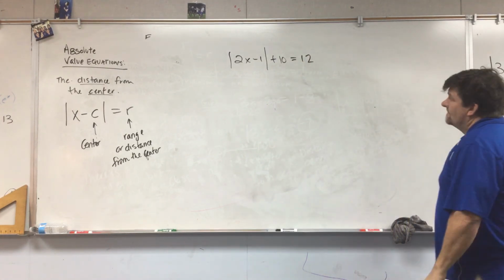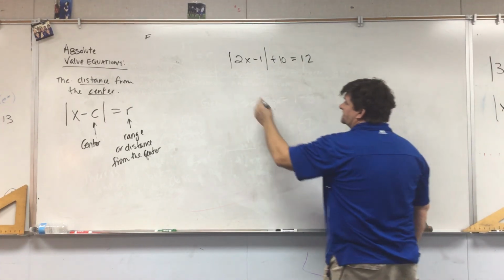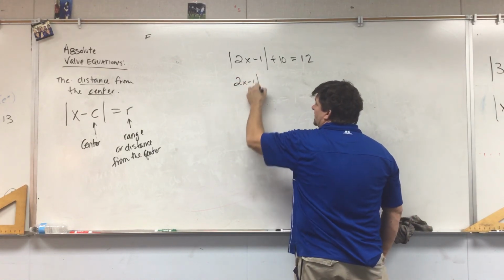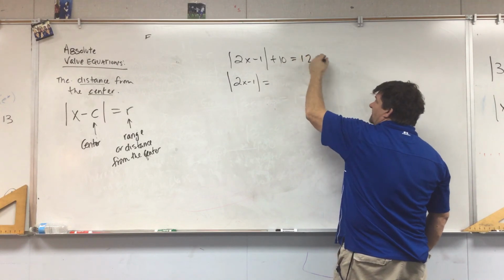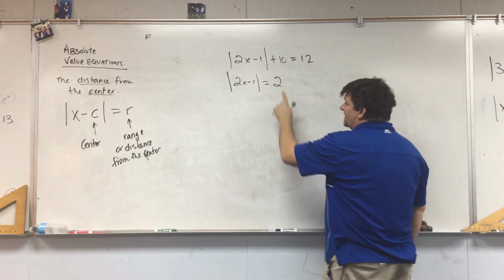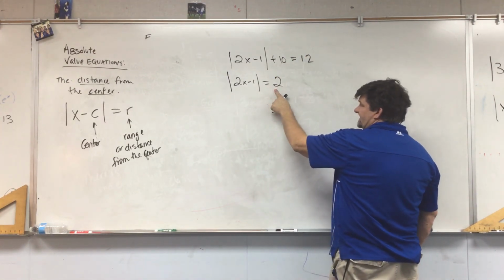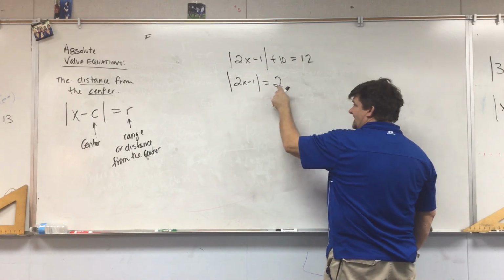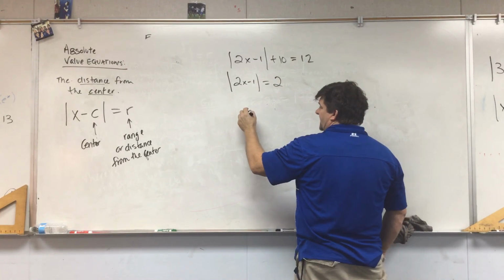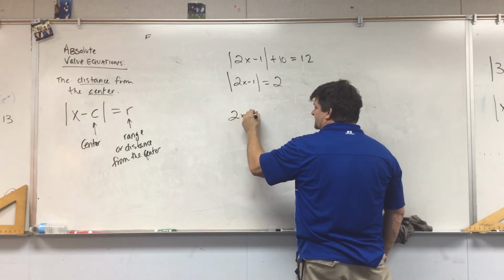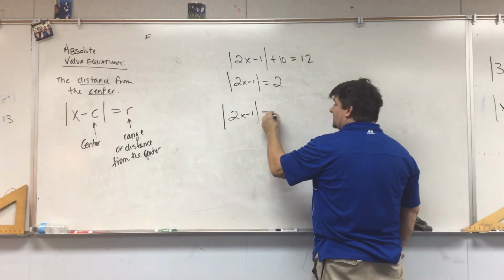Okay? So let's rearrange this. 2x minus 1, absolute value. Move the 10 over. 12 minus 10 is 2. This is the distance from the center. Here's my idea here. So here's my piece here, which is 2. So I got 2x minus 1 equals negative 2.